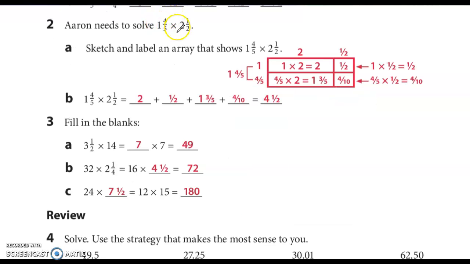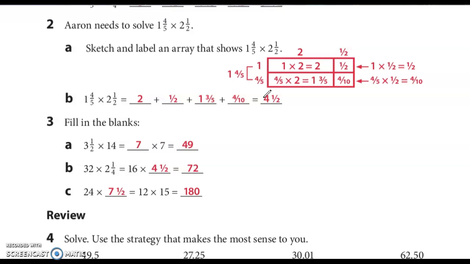Next, we've got to solve 1 4/5 times 2 1/2. It says sketch and label an array. So over here you can see their array, 2 1/2 on top, 1 4/5 on the side. 1 times 2 is 2. 1 times 1/2 is 1/2. 4/5 times 2 is 8/5, or 1 3/5. And then the last one is 4/10. Take all of your answers, write them down here on the line. Change all of your denominators to a denominator of 10. So you would have gotten 4 5/10, which reduces down to 4 1/2.